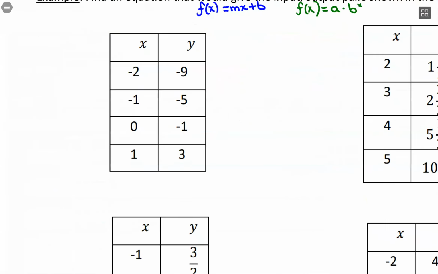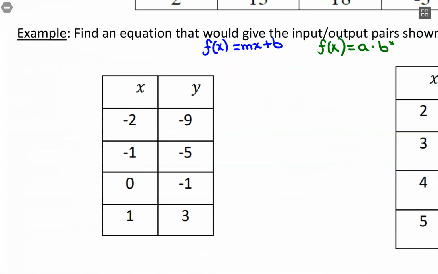All right, so this first function here. What I'm going to do first is check out the x values and see how they're changing. So I can see here they're just bumping up by 1, bump up by 1, plus 1. So I don't need to worry too much about x with this. So I'm going to look at y and how y is changing.